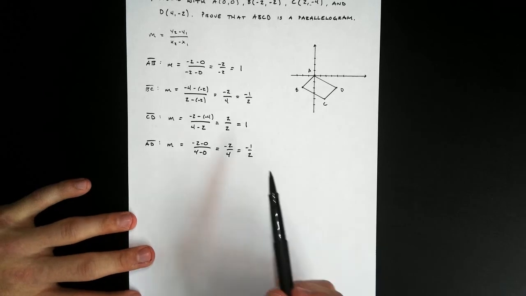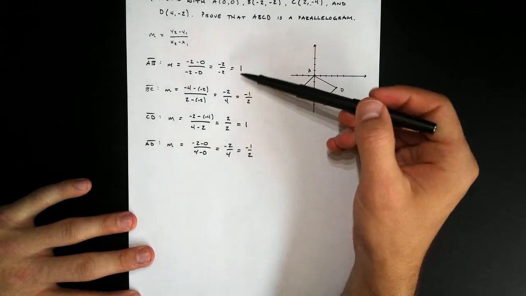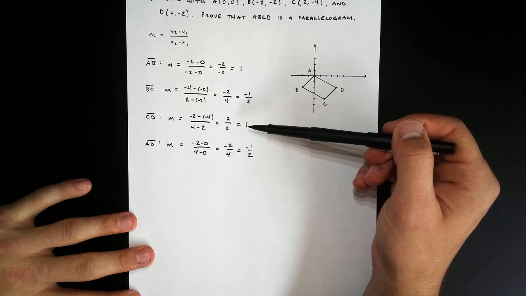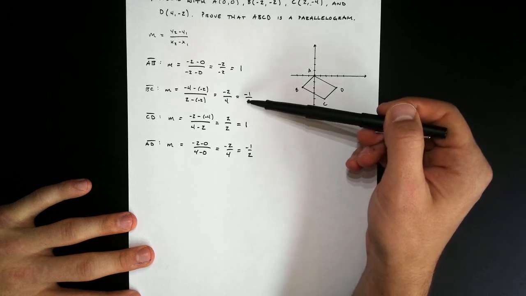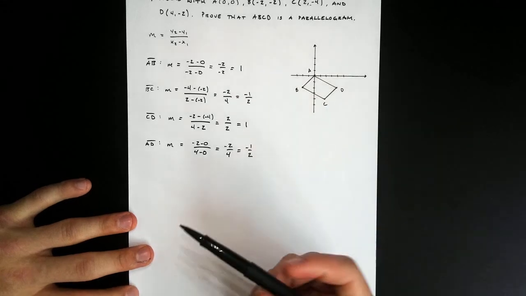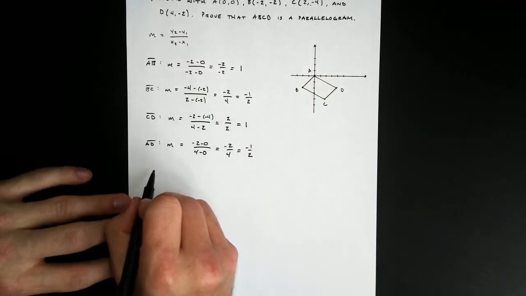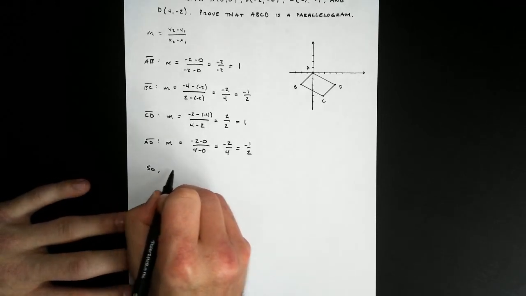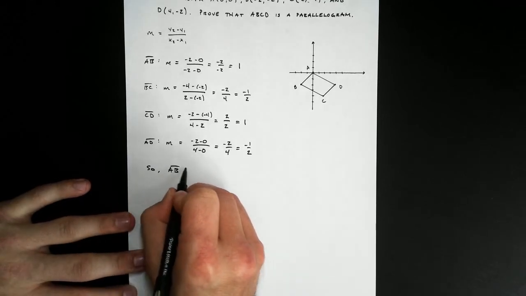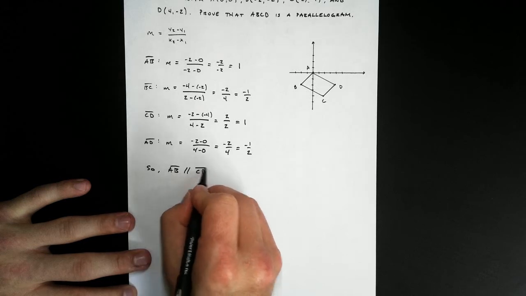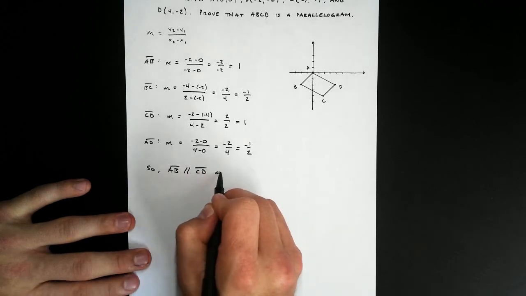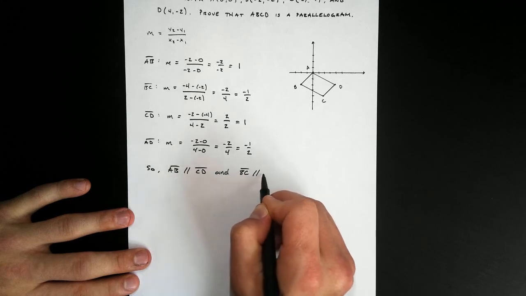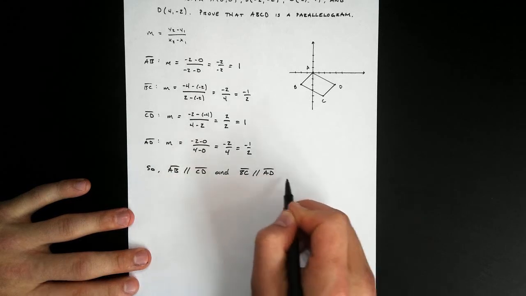So as we can see, we have some slopes that match up. AB and CD have the same slope. That means they are parallel to each other. And BC and AD have the same slope, so they're parallel to each other. And I'm just going to summarize that on the bottom here. So I'm going to say AB is parallel to CD, and BC is parallel to AD.